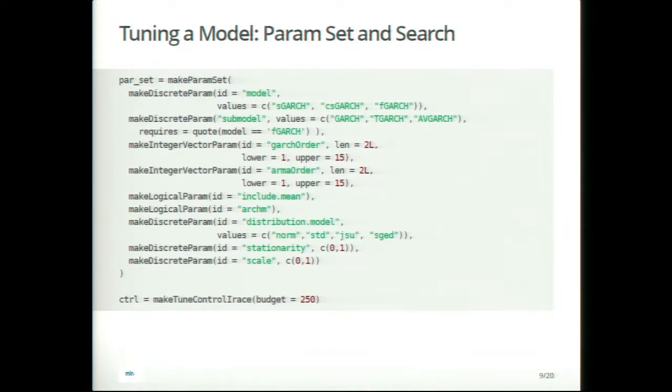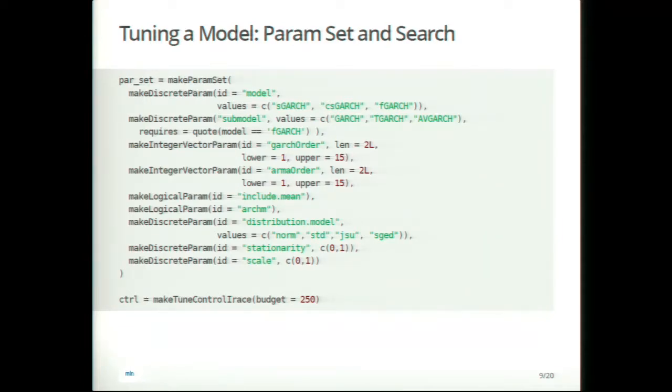So we're going to talk now about tuning the hyperparameters of a GARCH model. We make this param set function, and we pass in a bunch of other sub-functions that define the parameter space that we'll be tuning over. You can see here, for instance, we have sGARCH, csGARCH, and fGARCH. For submodel, we say submodel is only used whenever fGARCH is on. Whenever the ID for model is set to fGARCH, we also want this submodel hyperparameter, but at no other times. So this essentially just constructs the hyperparameter space that we're going to be working over.